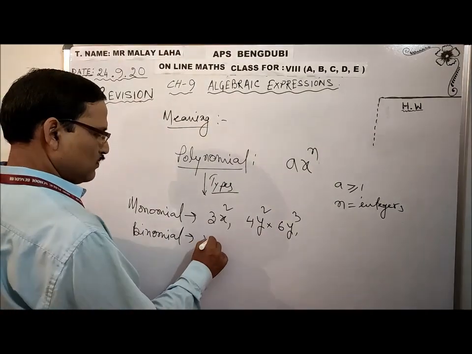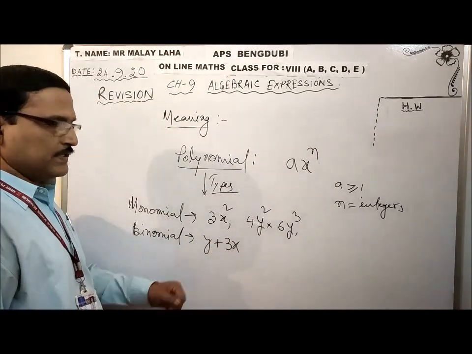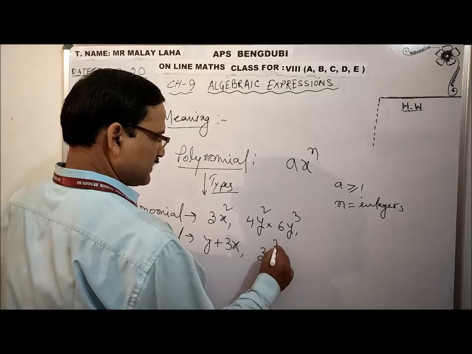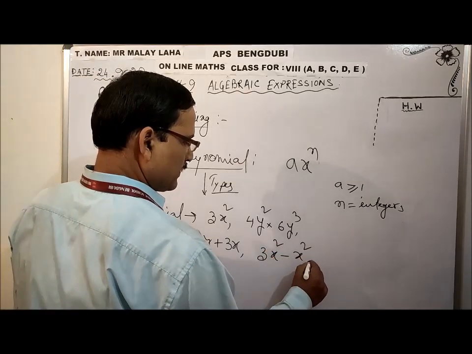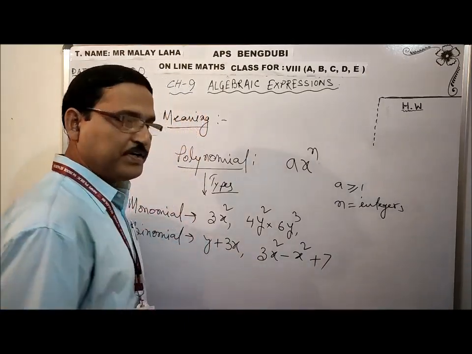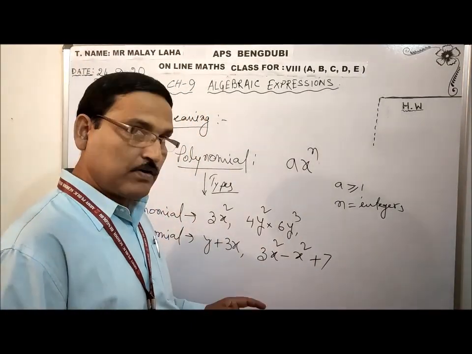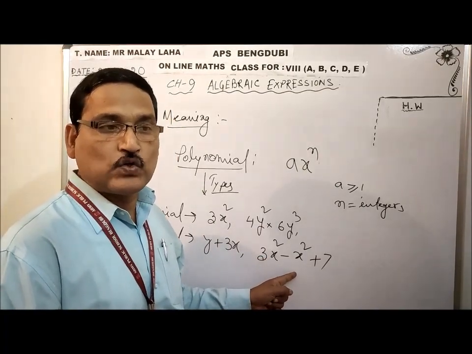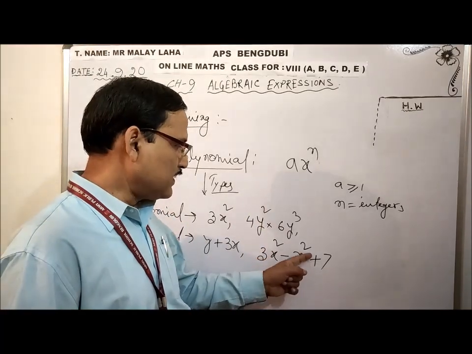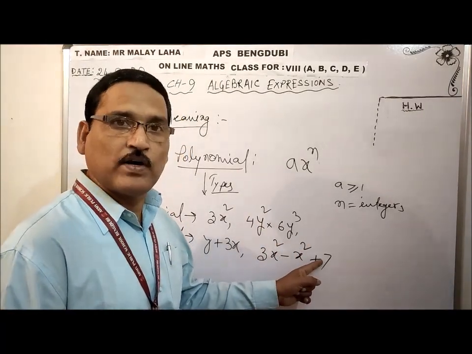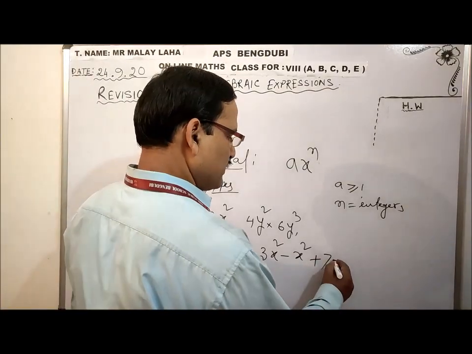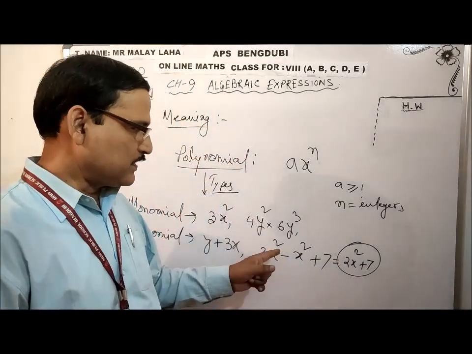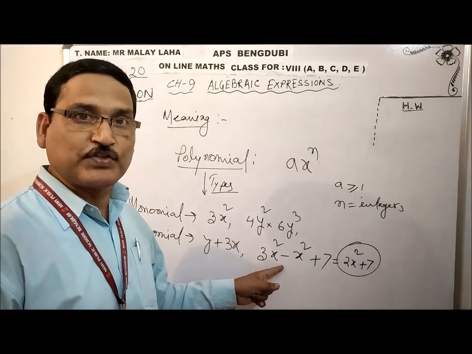Now, y plus 3x, how many terms are there? 2 terms. How many terms are there in 3x square minus x square plus 7? I will come to that part also. You see, this is 3x square, it is also x square. These are like terms, so like terms you will count as 1. So this together will be 1, and this constant term is already 1 term. So if we simplify, it will be 2x square plus 7. So binomial. Sometimes I will definitely give you this type of question in your exam.